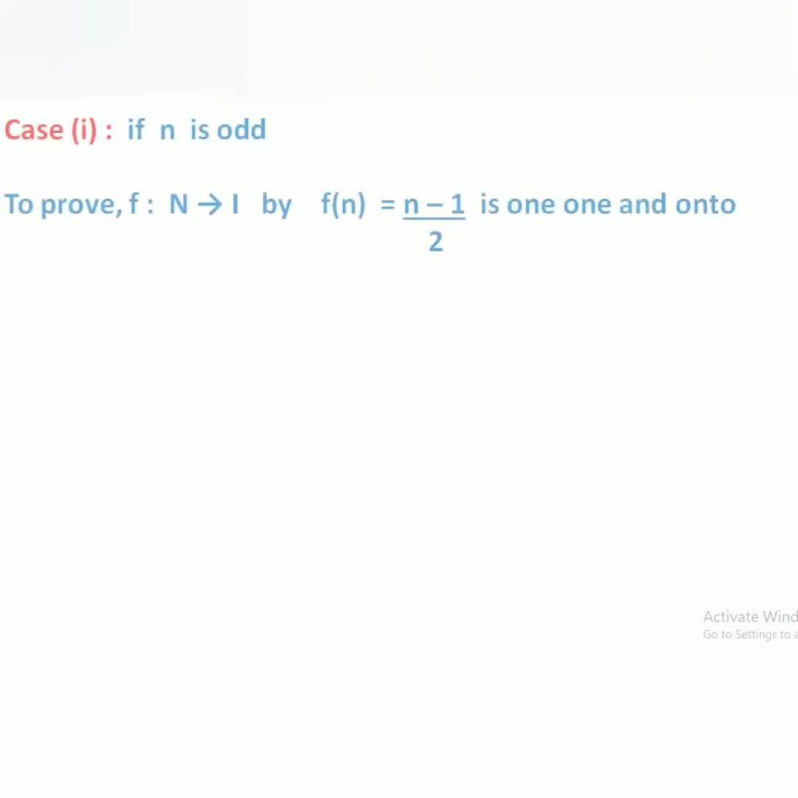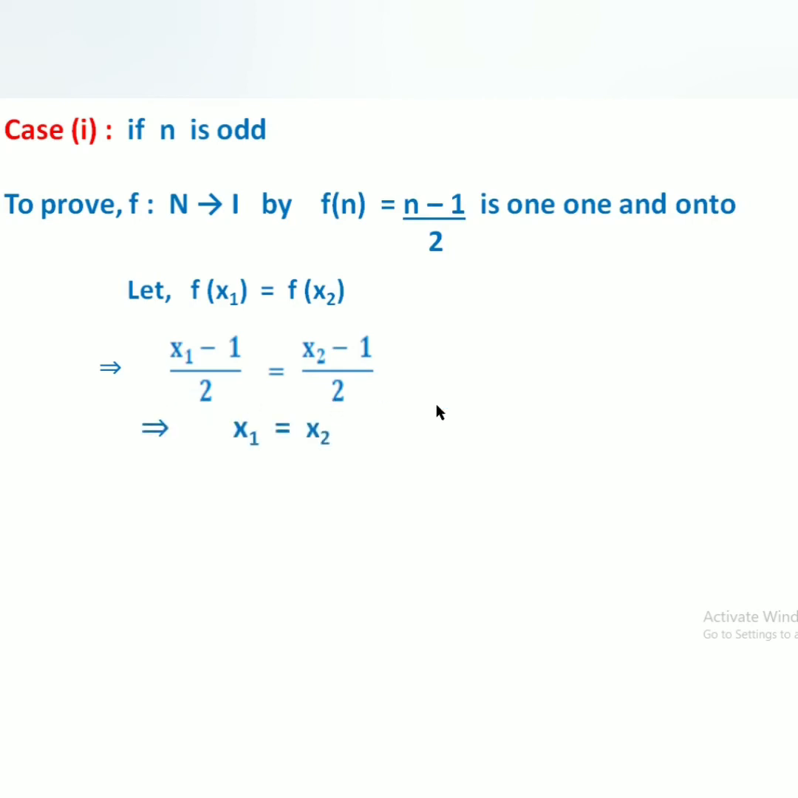To go for the proof that f is both one-one and onto, in the first case consider n is odd. If n is odd, f from N to I is defined by f of n equal to (n minus 1) by 2. I will say this is one-one because, consider f of x1 equal to f of x2. As per the definition, (x1 minus 1) by 2 is equal to (x2 minus 1) by 2. Immediately the denominator 2 cancels, minus 1 and minus 1 cancel, and we are left with x1 equal to x2. What is the conclusion? F of x1 equal to f of x2 implies that x1 equal to x2, therefore the mapping f from N to I is one-one.